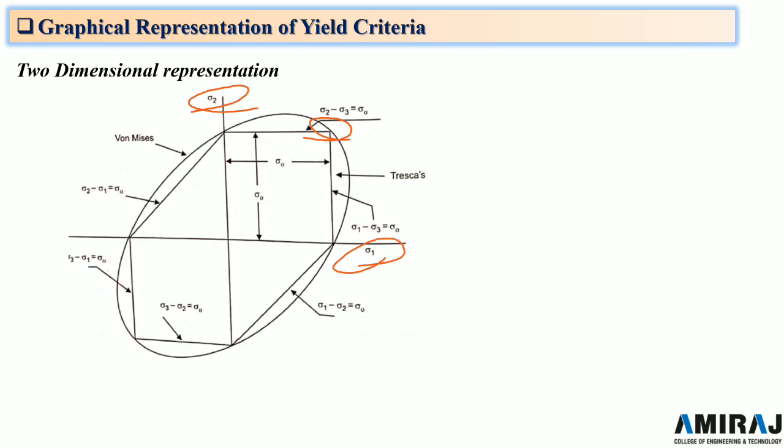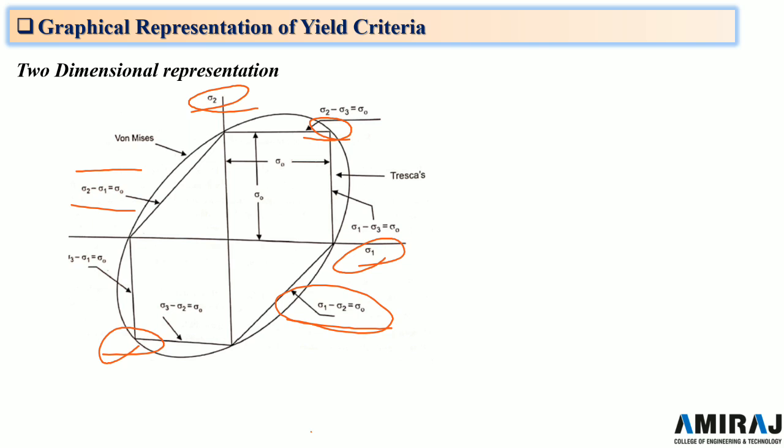Now, in the third quadrant, yielding occurs when sigma 1 or sigma 2 reaches the yield strength in compression. Here also, this point. While in the second quadrant, sigma 2 is tensile and sigma 1 is compressive. In the fourth quadrant, sigma 1 is tensile and sigma 2 is compressive.